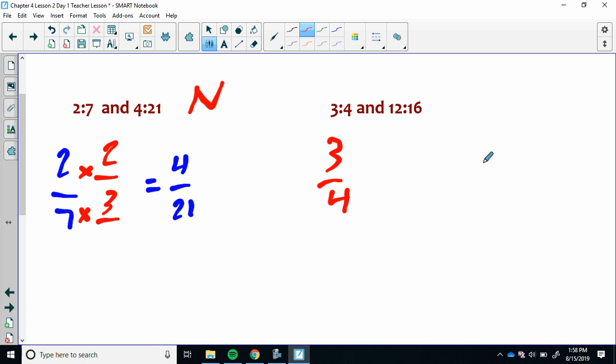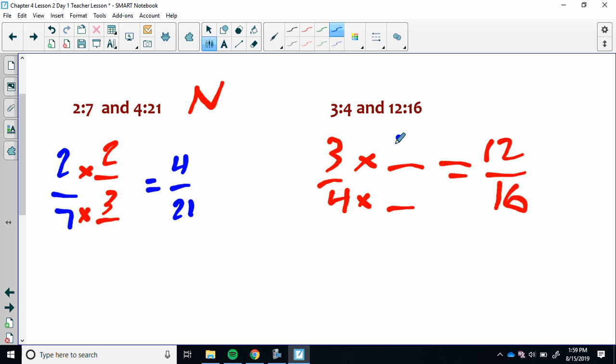3 to 4, and we're going to compare it to 12 to 16. So something times, remember this number is getting bigger. How do you know if you're multiplying or dividing? Well, if the number is getting bigger, you're multiplying. If the number is getting smaller, you're dividing. 3 times what gives me 12? That would be 4. 4 times what gives me 16? That would be 4. These are equivalent.